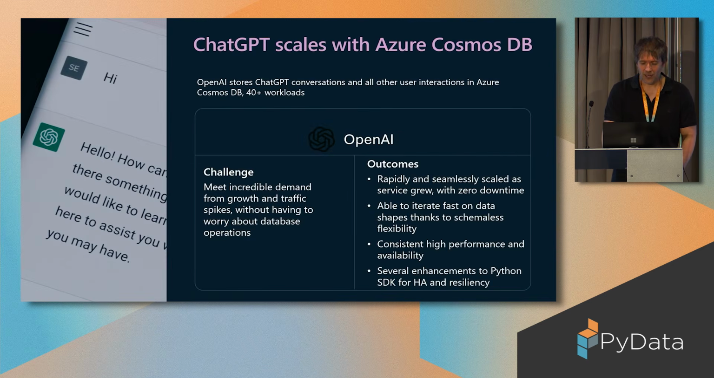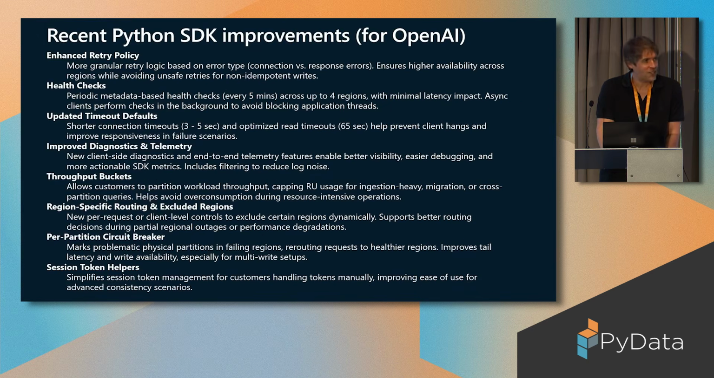Of course, in case anybody doesn't know by now, and I already mentioned it before, OpenAI uses Cosmos DB to scale ChatGPT. All of the chat data that you're typing in furiously every day is stored in Cosmos DB. We've had to do an awful lot of changes.